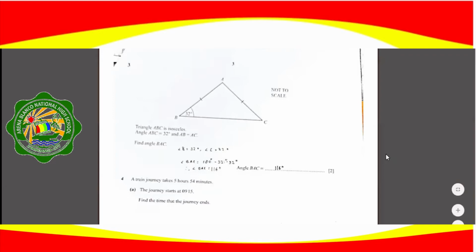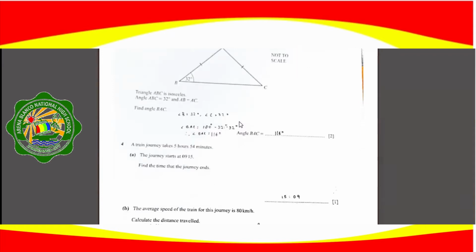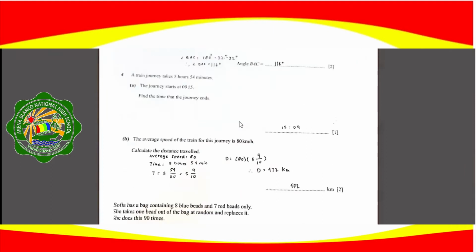So in here, you know that the base angles are also congruent. So if angle B is 32 degrees, it follows that angle C is also 32 degrees, right? Yes. Okay, so to get the measurement of angle A, then angle A is equals to 180 minus 2 times 32. Correct, Jesselyn? Yes. And that gives you 116 degrees. Okay, let's proceed with number 4.